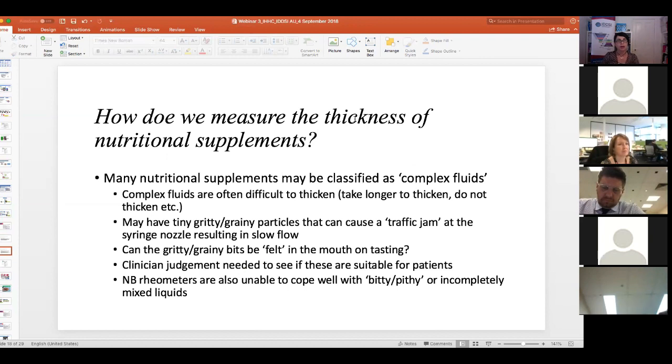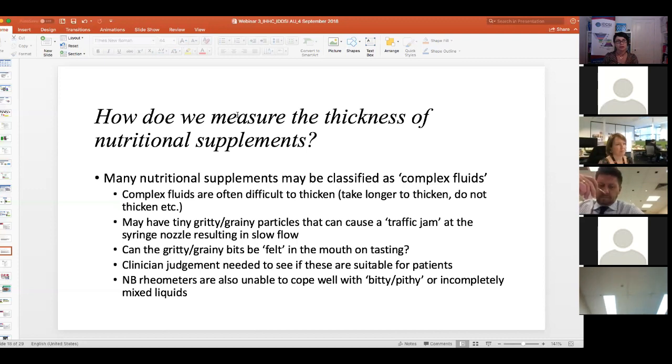The other one that I'm asked about is measuring the thickness of nutritional supplements. Now, nutritional supplements are often classified as complex fluids. They're often quite difficult to thicken. They seem to take quite a long time, and they may have some tiny gritty or grainy particles that as they try to flow through the syringe all come together and cause a bit of a traffic jam at the syringe nozzle, resulting in a slow flow.